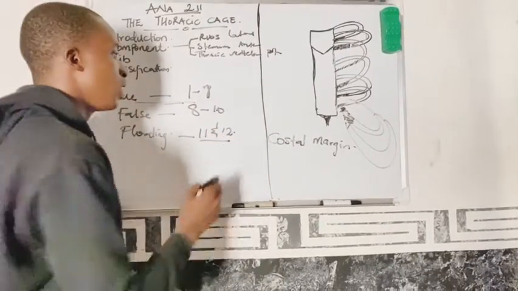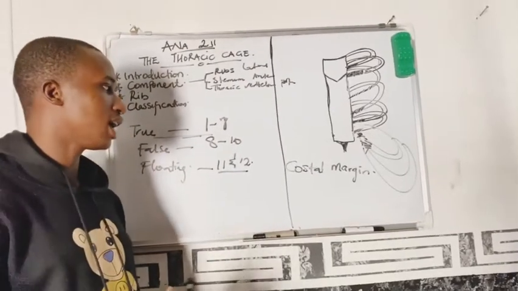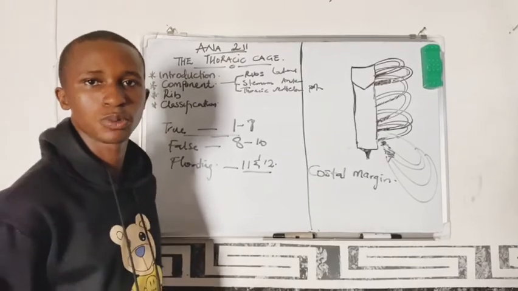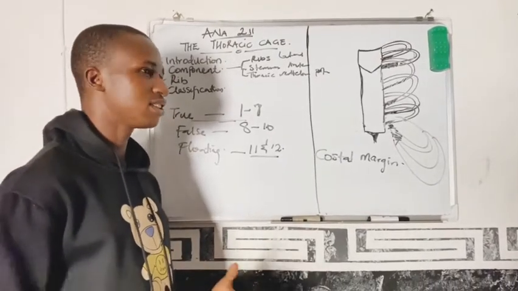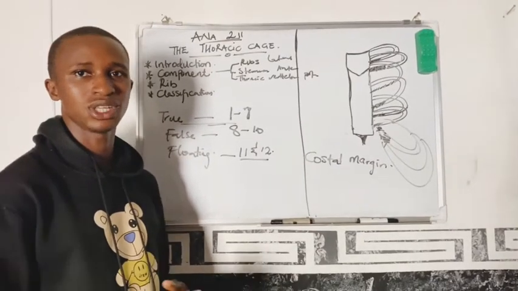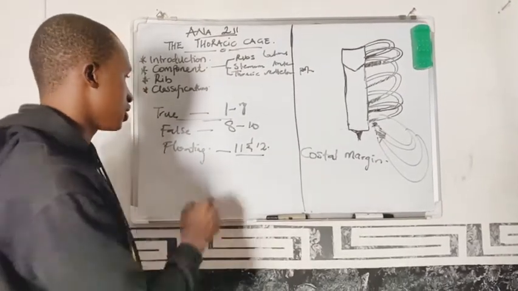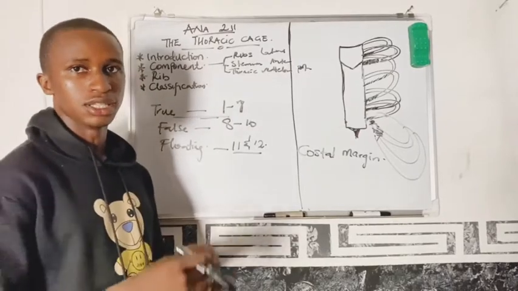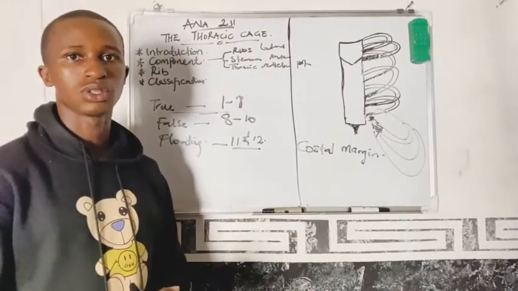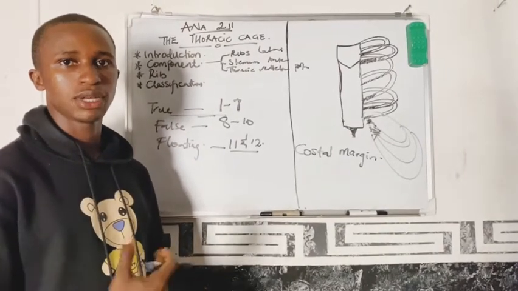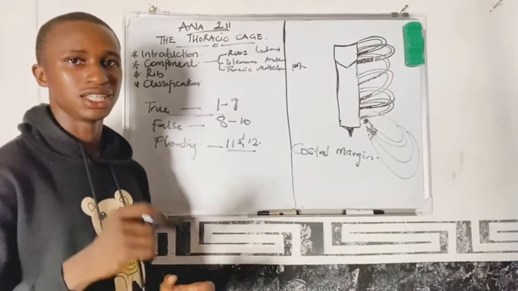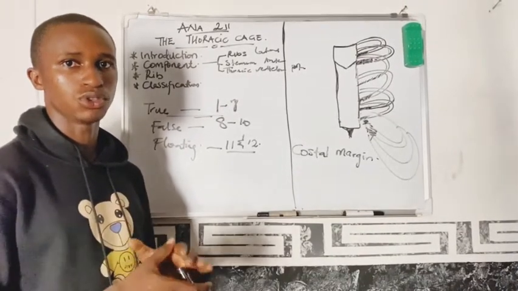Rib 11 and 12 are referred to as floating ribs because these ribs just stop posteriorly. They do not have any costal cartilage, and they do not attach to the sternum directly or indirectly. So there are two floating ribs. This is the classification of ribs depending on attachment. In my next video, I'm going to discuss the classification of ribs depending on their morphology.